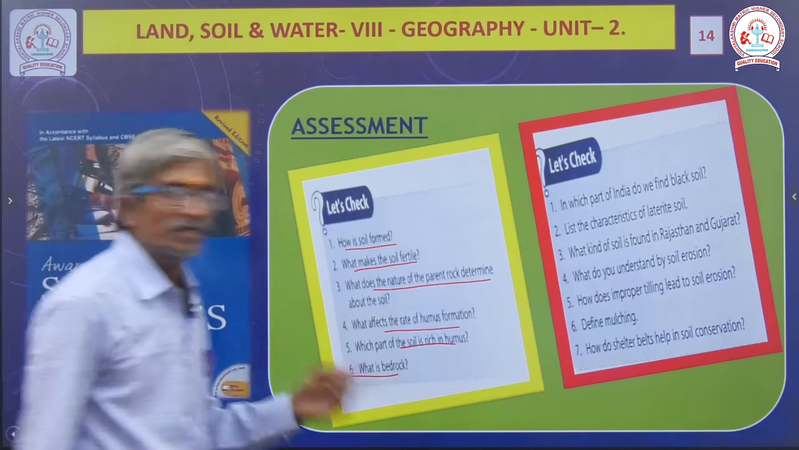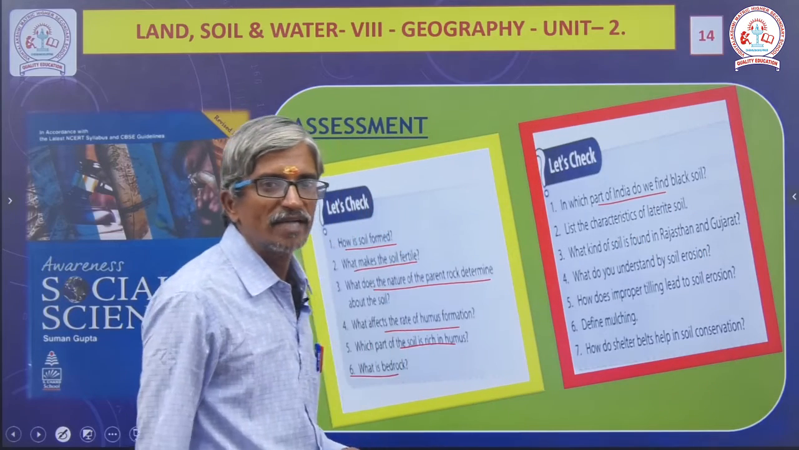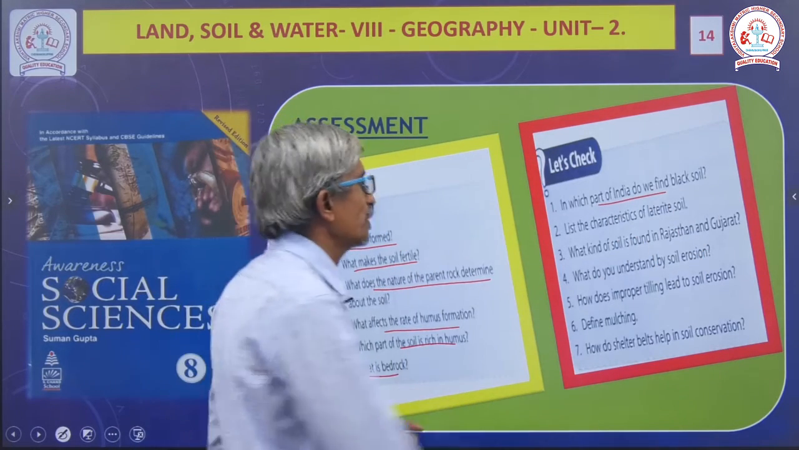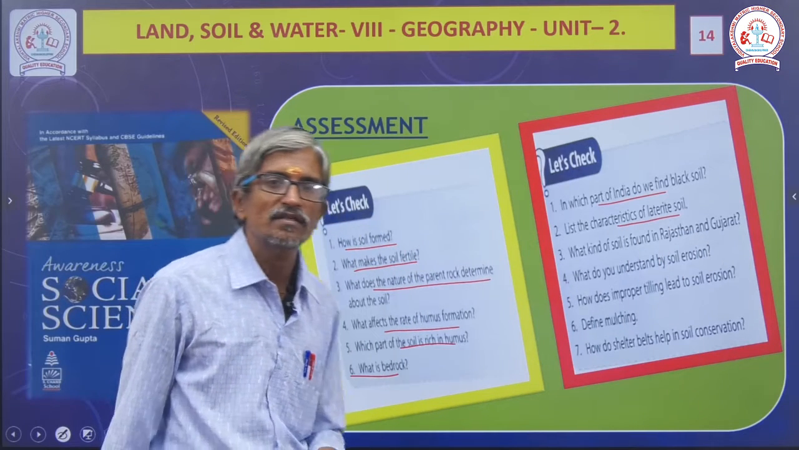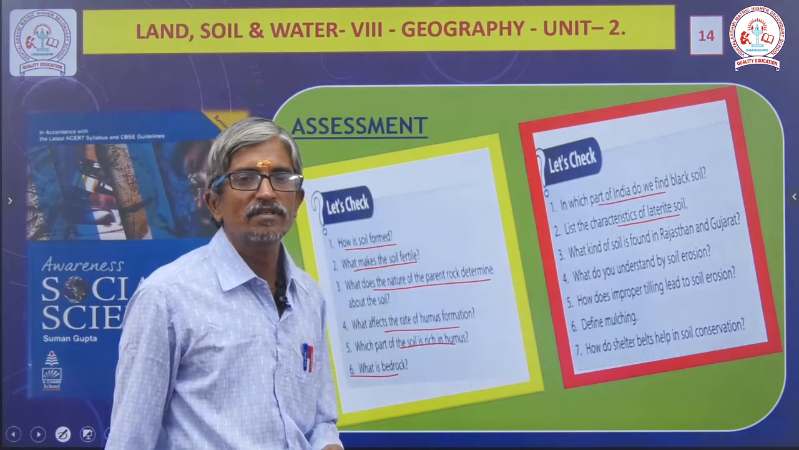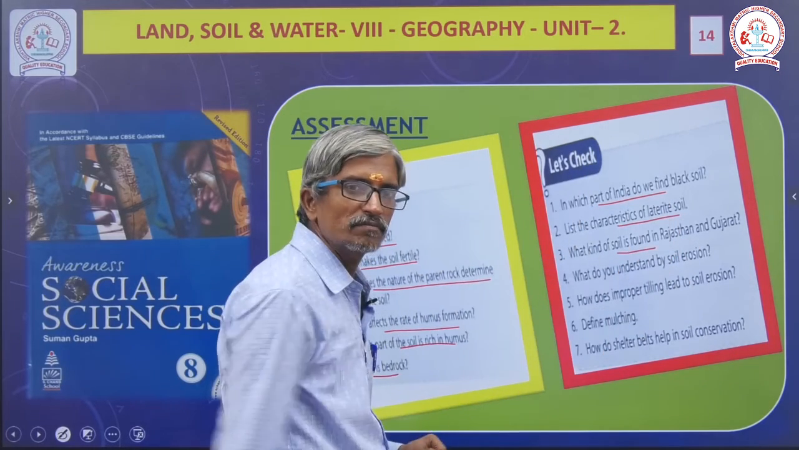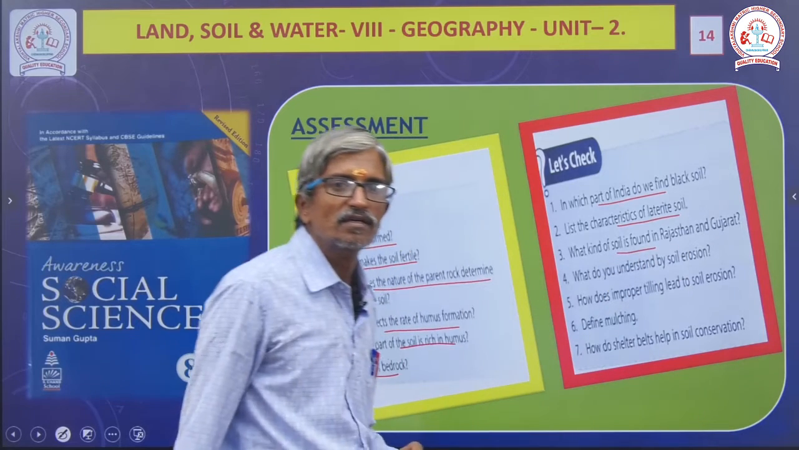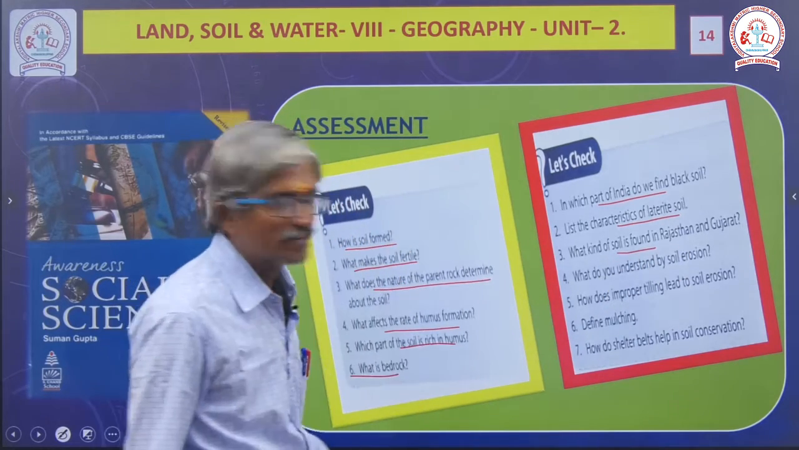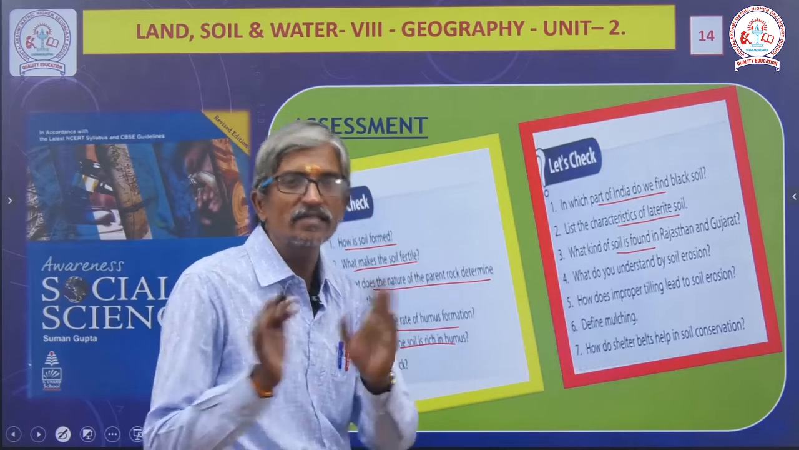That is the first assessment. Then the second assessment: in which part of India do we have black soil? Where can we find it? Give some examples. List the characteristics of laterite soil. I told you this soil is helpful for cultivation of rubber. Next, you can gather some information and write. What kind of soil is found in Rajasthan and Gujarat? Instead of asking about the region, they directly gave the states.